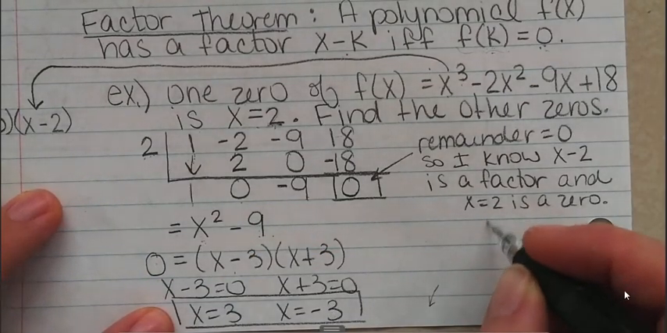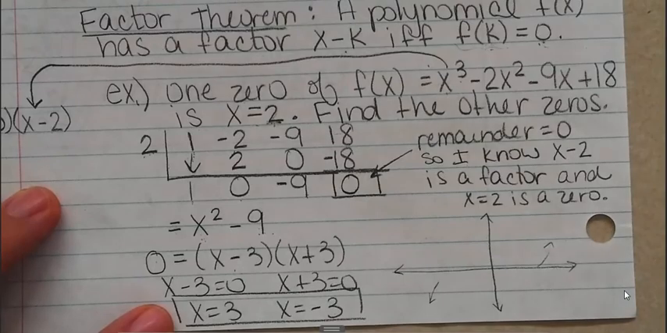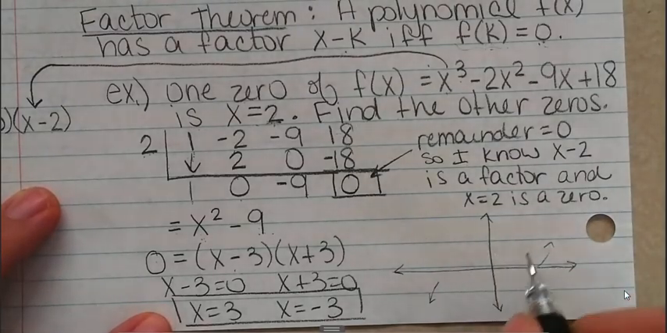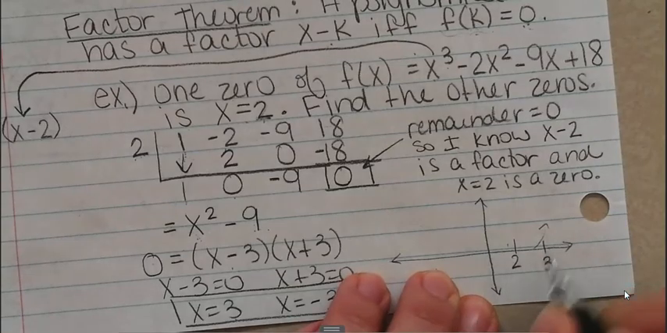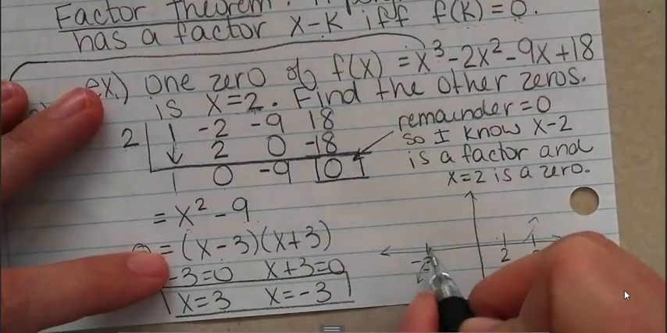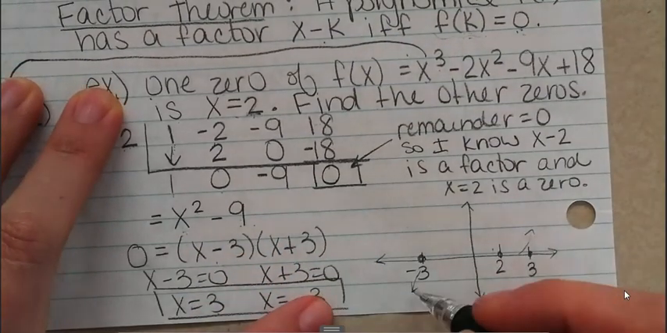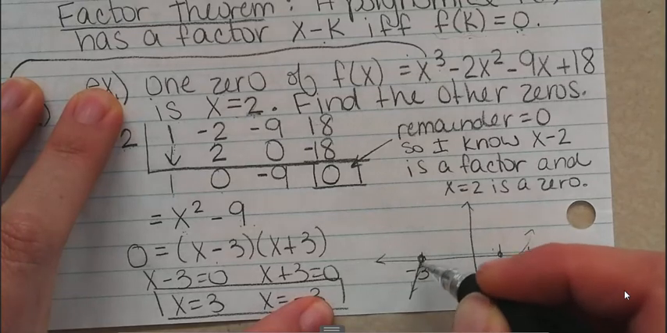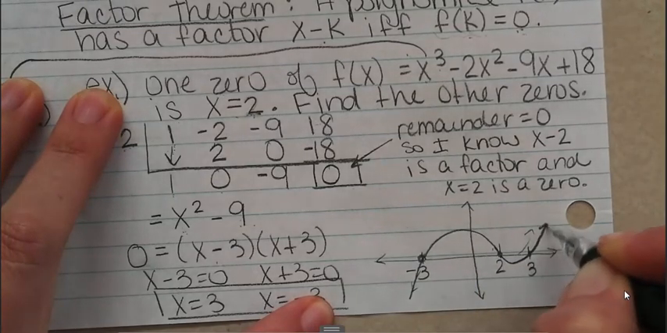So let's just have fun with this. Just for fun. I don't think you do this in your homework, but I just want to have fun. So I know that 2 is a root, I know that 3 is a root, and I know that -3 is a root. Okay, so that means those are my x-intercepts. I know I'm going to start down here. At some point, I'm going to come up somewhere, turn back around, and do something like this.